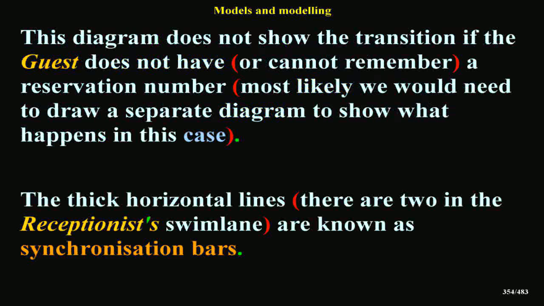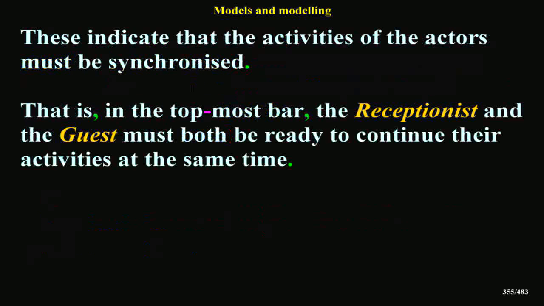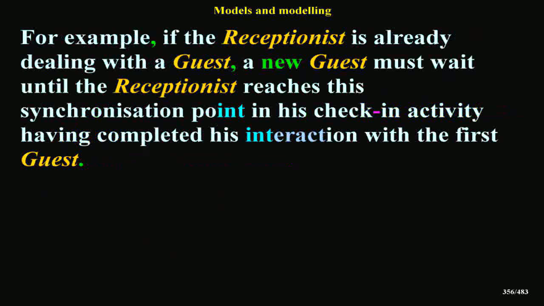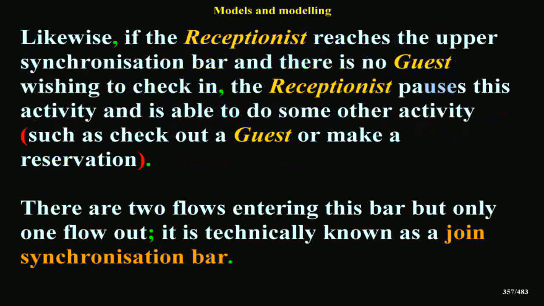The thick horizontal lines, there are two in the receptionist's swim lane, are known as synchronization bars. These indicate that the activities of the actors must be synchronized. That is, in the topmost bar, the receptionist and the guest must both be ready to continue their activities at the same time. For example, if the receptionist is already dealing with a guest, a new guest must wait until the receptionist reaches this synchronization point in the check-in activity, having completed his interaction with the first guest.